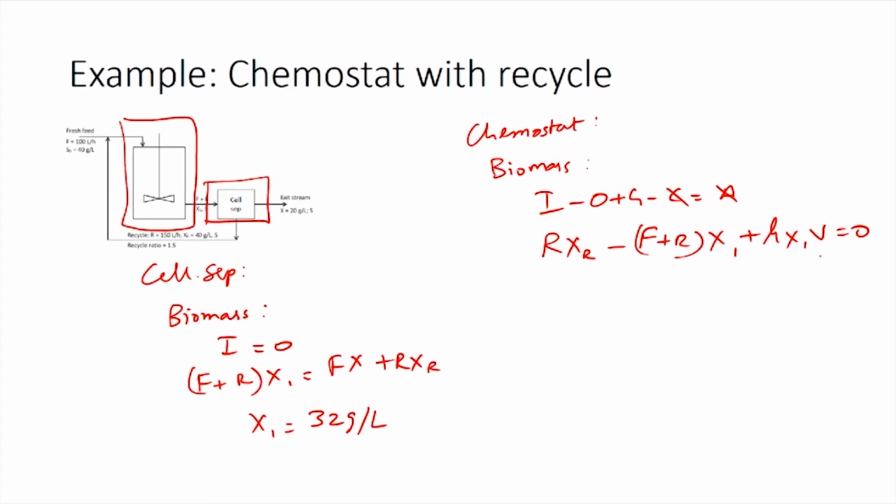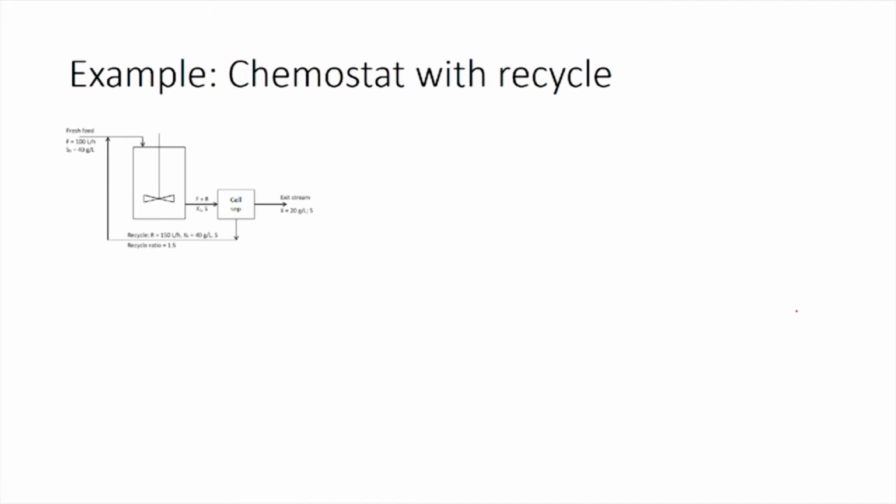Now that we have this equation, we already know the values for R, xr, F and x1. So, we can calculate the value for mu V. From this equation we get mu V equals 62.5 liters per hour. So, now we have written the balances for biomass. The next step is to write the substrate balance.